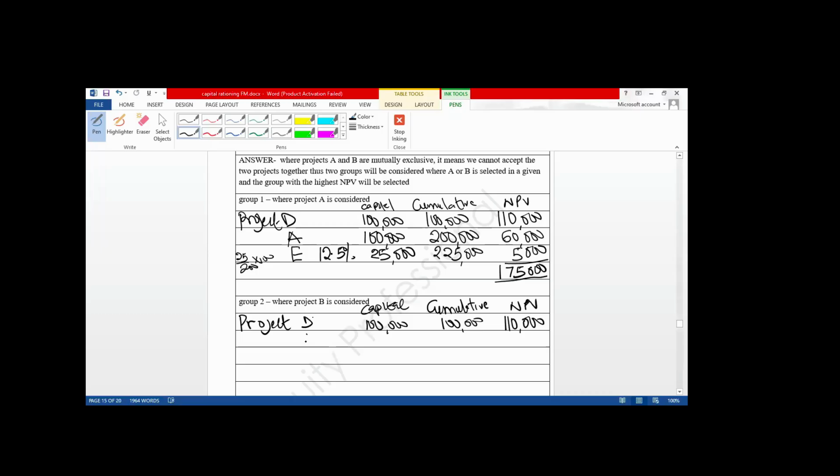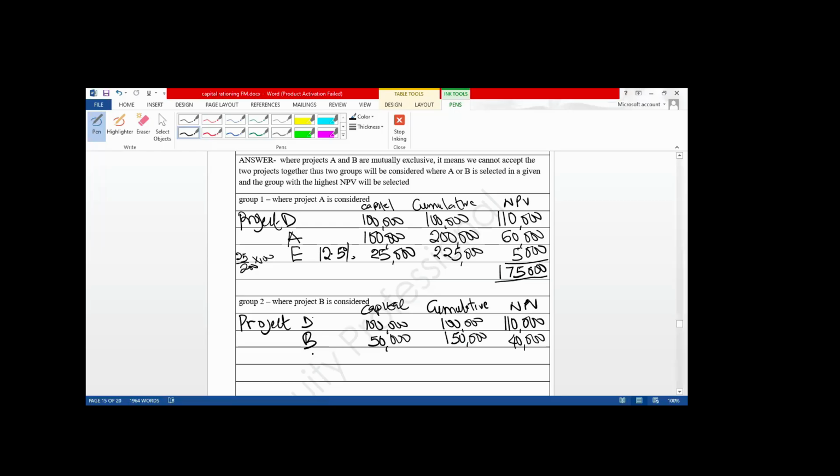We now go to project B because we want to consider project B. Capital required in year 0, 50,000. Cumulative 150. NPV of project B, 40,000. You cannot pick project A because project A is mutually exclusive with project B.